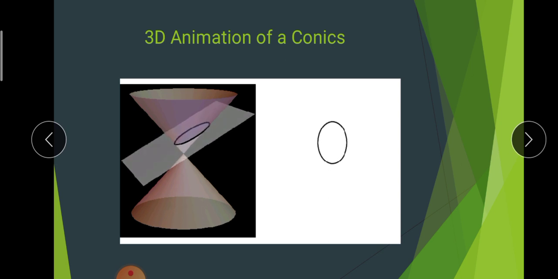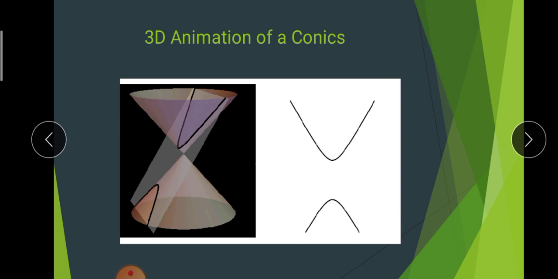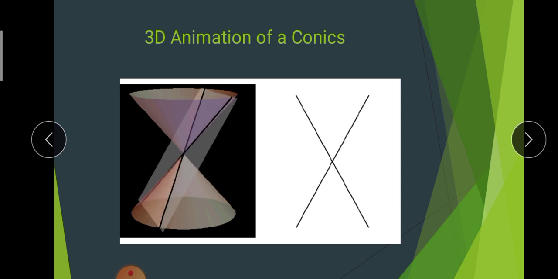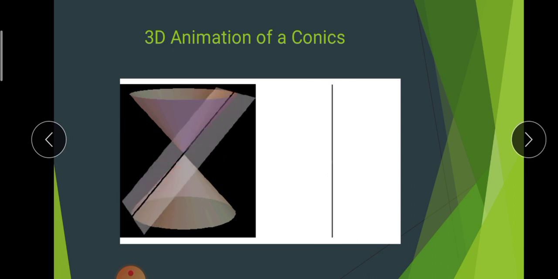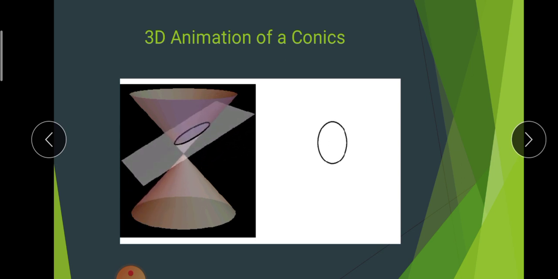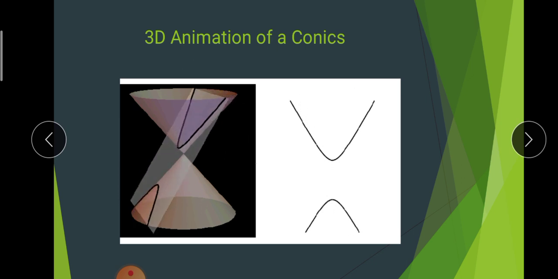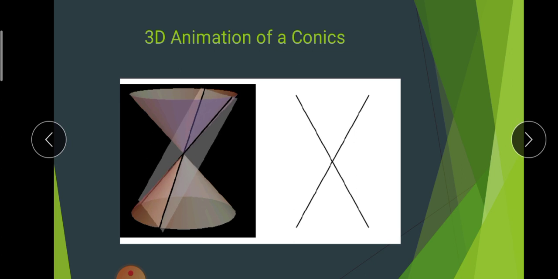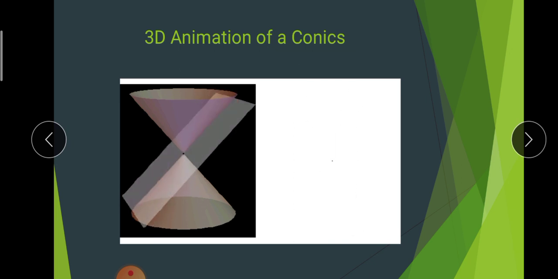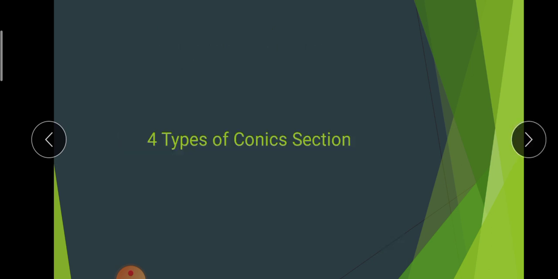Sa next slide, makikita natin ang 3D animation of a conics. Makikita natin kung paano nabubuo ang conics kapag nag-intersect ang plane at cone. So, circle, ellipse, parabola, hyperbola, two intersecting lines, a single line, and a point. Nadako na tayo sa 4 types of conic section.